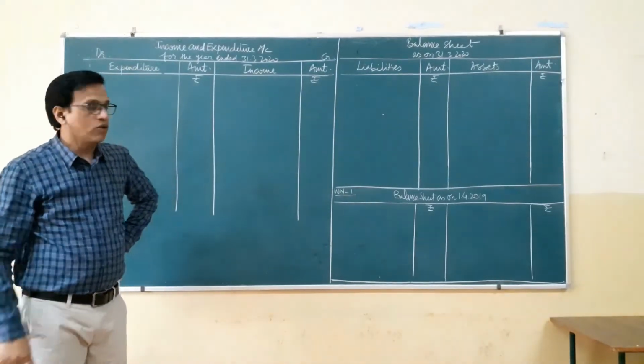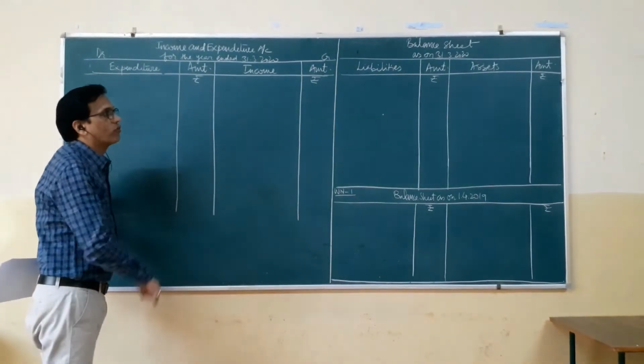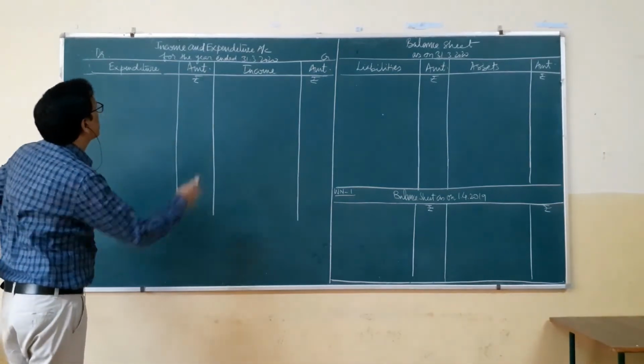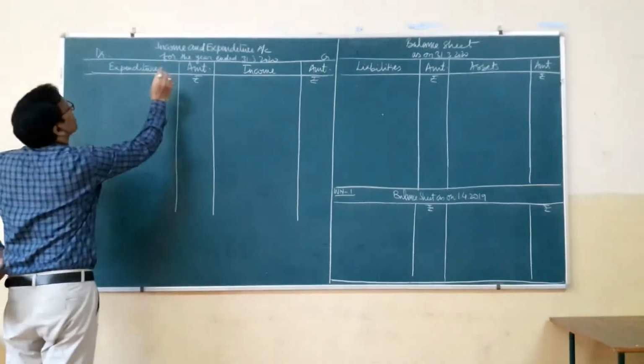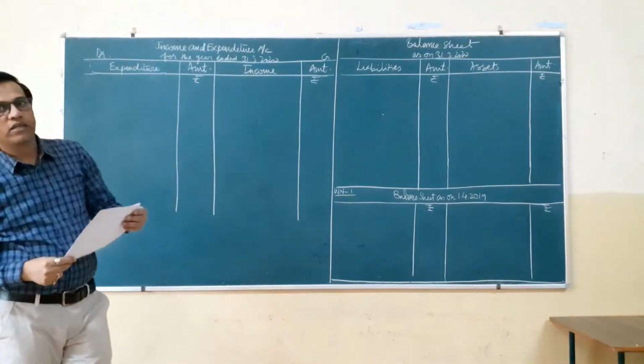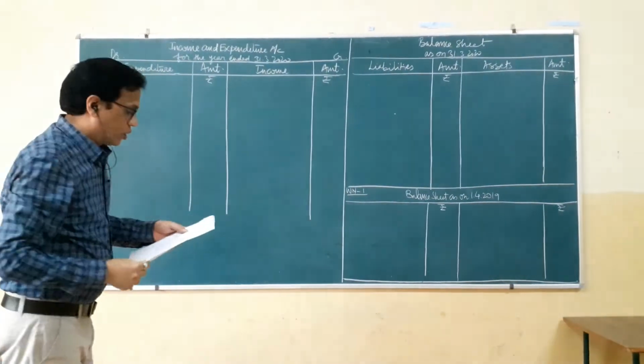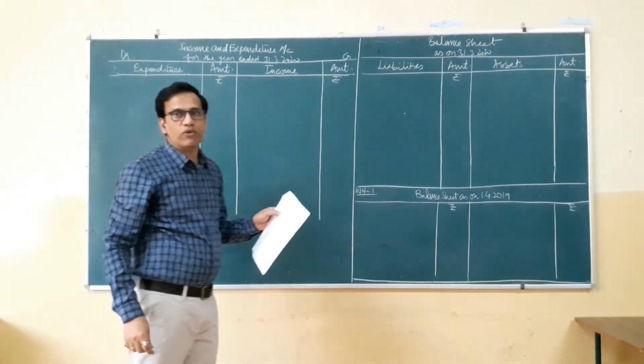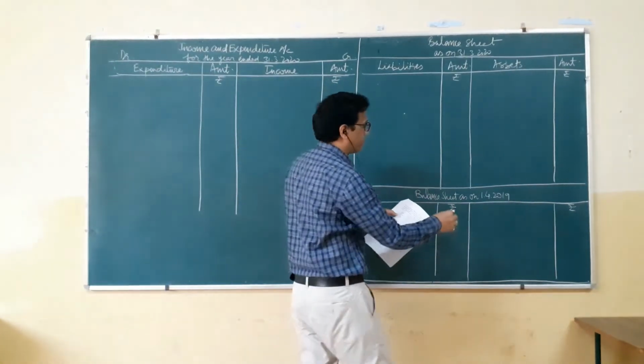Okay, so good afternoon children. We are going to solve this question which I have already read for you. Let's start. Item wise we will do it. To balance brought down, the first item given. It is our item of opening balance sheet.